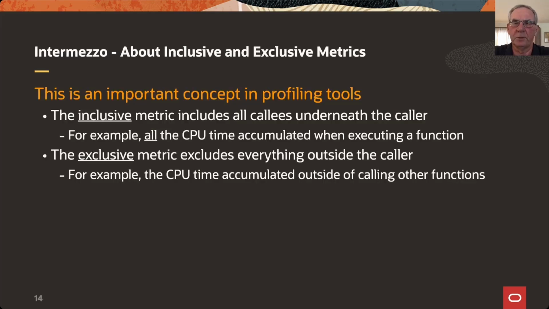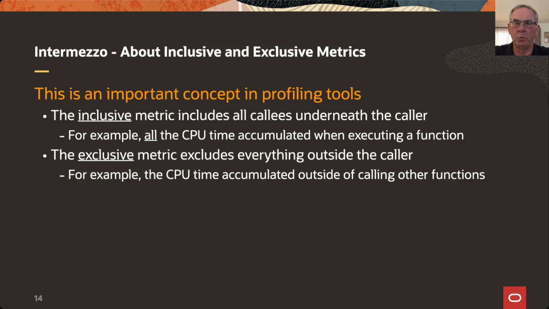Before I continue, I need to explain an important concept called inclusive and exclusive metrics. A metric is something that you record, like CPU time or cache misses. So let's stick with CPU time for now, but it could be anything. The inclusive metric includes all callees underneath the caller. So you're at a certain point in your call tree, and you're measuring CPU time. All the CPU time underneath that function is being accumulated. So everything will go into that. That will allow you to find the most expensive path in your program. That's the one with the highest inclusive metric.